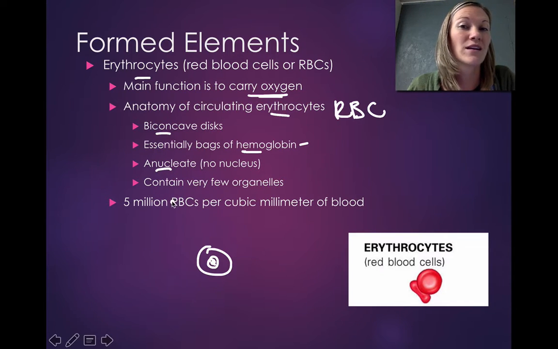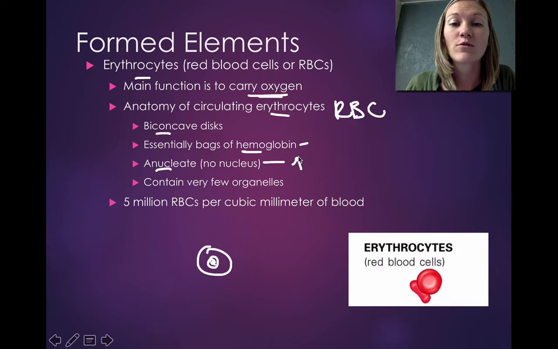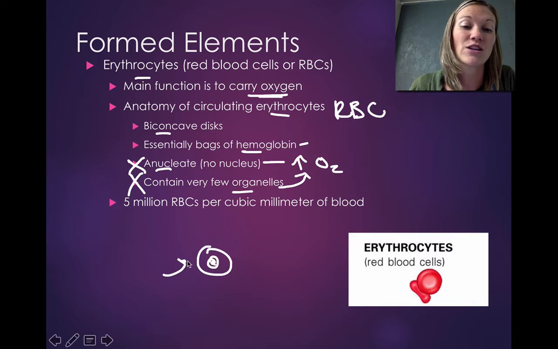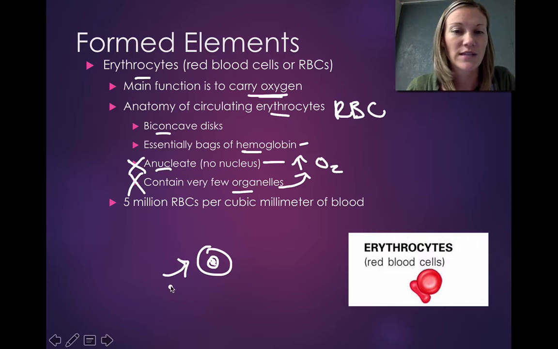They're anucleate, meaning that they do not have a nucleus. A means without. The reason that this is really important is that not having a nucleus allows the red blood cell to carry more oxygen. They also contain very few organelles for the same reason. They don't have to waste their space. They have valuable space where they're trying to hold as much oxygen as they can. So if they are able to reduce the nucleus and reduce the number of organelles, then they're able to increase the amount of oxygen that they're able to carry.